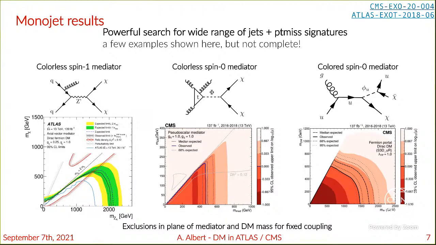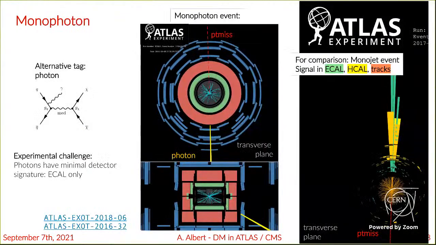Okay, and then starting from this very simple signature, you start thinking, how can we expand this program to get more sensitive? One thing that you could try, of course, is different types of initial state radiation. Clearly, the photon is one that comes to mind. And this is also something that we do. It's very interesting experimentally, because theoretically this is very similar to what we saw before, but experimentally, the photon is very special because in our detectors, it is really reconstructed in a single place, namely the electromagnetic calorimeter.